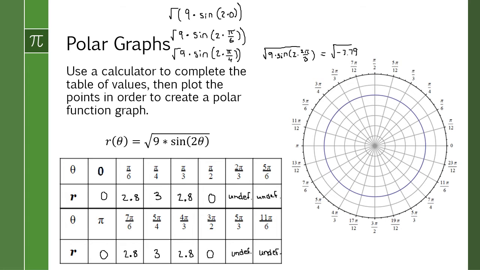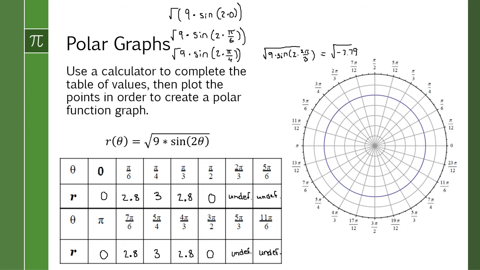So here I've gone ahead and filled in the rest of the chart. I have defined radii for 7 pi over 6, 5 pi over 4, 4 pi over 3, and 3 pi over 2. But then I got an error message again for 5 pi over 3 and 11 pi over 6. Those are both square roots of negative numbers, so it would end up being something imaginary. But now that we've got all of these angles plugged into the table, let's plot the points and see what this actually looks like.